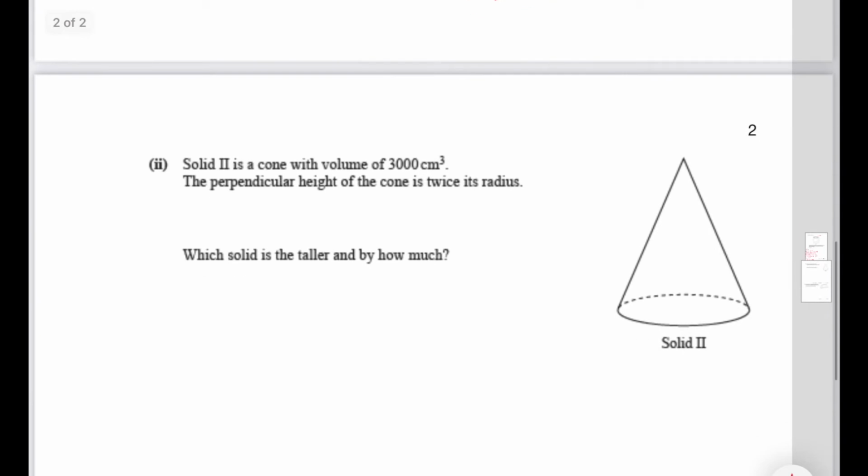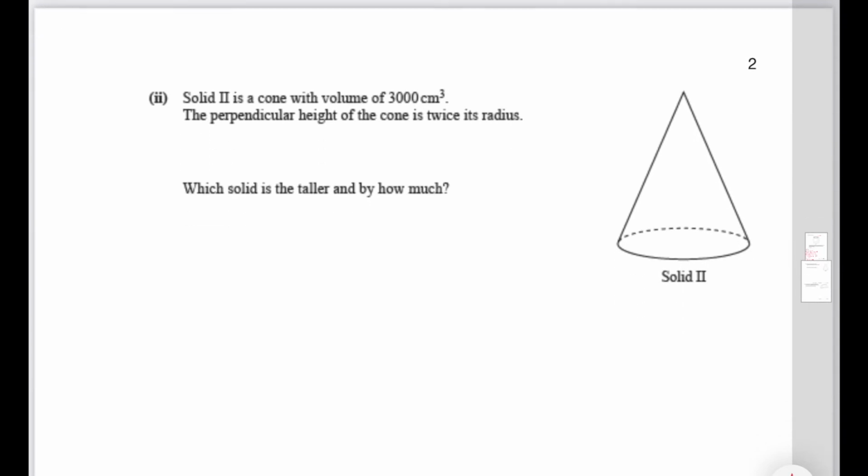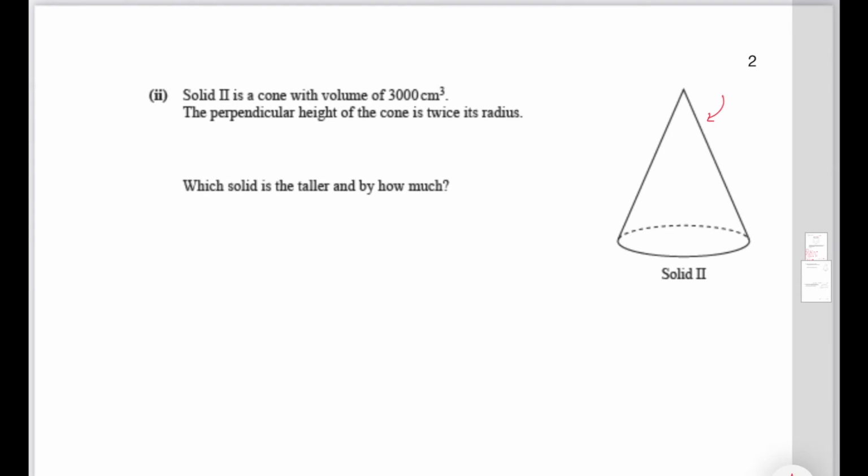The next part says solid 2 is a cone with volume 3000 centimeter cube. The perpendicular height of the cone is twice its radius. Which solid is taller and by how much? So they are comparing this solid to solid 1 on the first page. First of all, we need to look at this information. Height of the cone is twice its radius. That means h is equal to 2r.